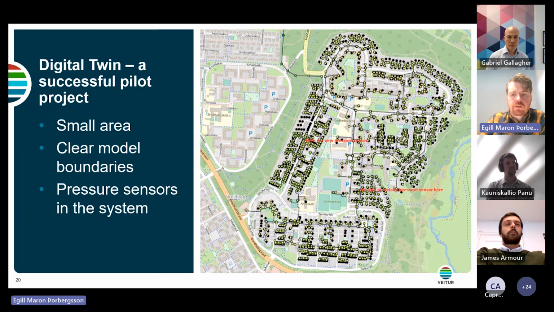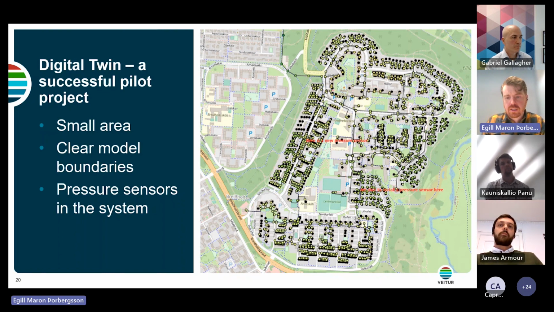We have implemented one digital twin in a zone which has quite clear model boundaries. It's not the most interesting zone. There's nothing happening there. We don't have any development of new houses, but this is a very good zone because we have all the data to develop a digital twin, and we got a lot of help from Fluidit to develop this. This was a very good project to show the people here how we will implement this digital twin, and we were really happy with this project.